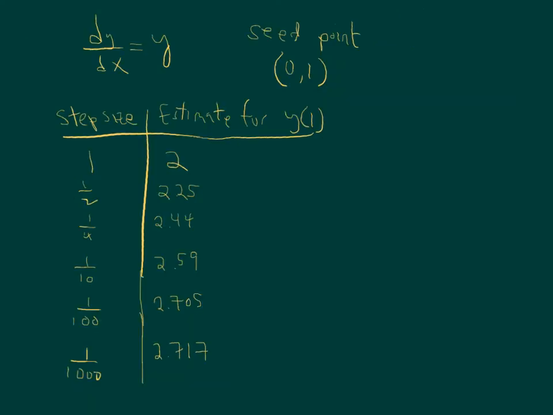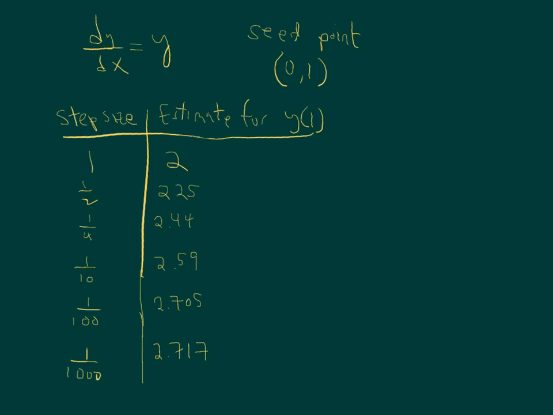All right, so looking at the differential equation, dy/dx equals y, and using a starting point of (0, 1), and trying to estimate the y value at x equals 1, y of 1. If we do the step size of 1, we saw that the y value would be 2 at x equals 1. So that's just one step. If we did a step size of a half, it took 2 steps, but we got the y value was 2.25. And when it was a step size of 1/4, it took 4 steps, and we got to the y value of 2.44.